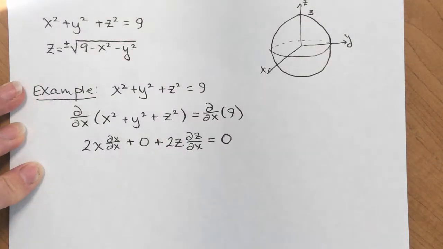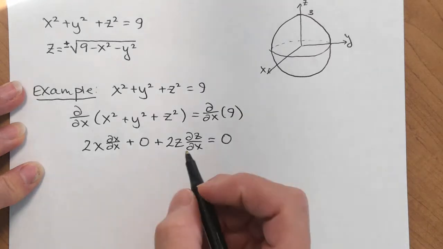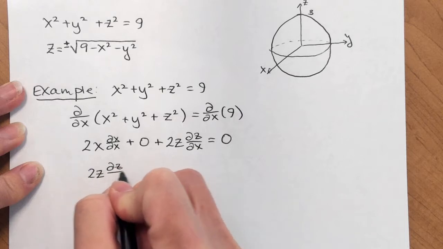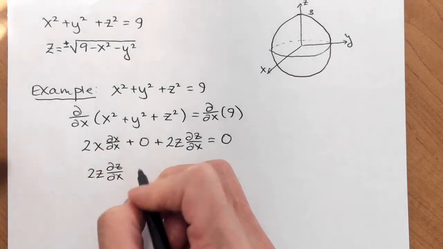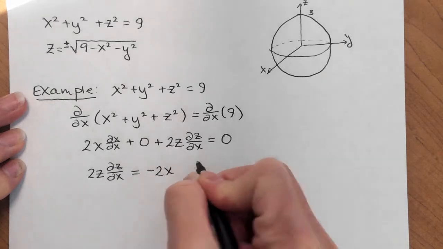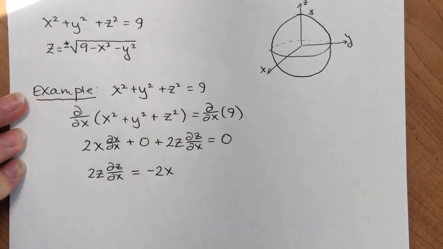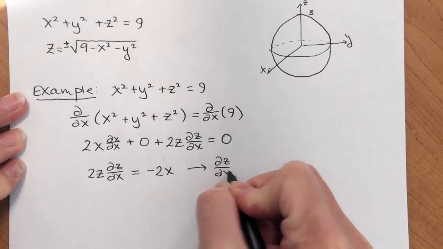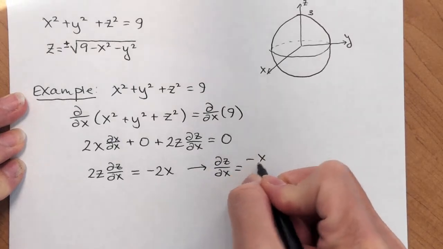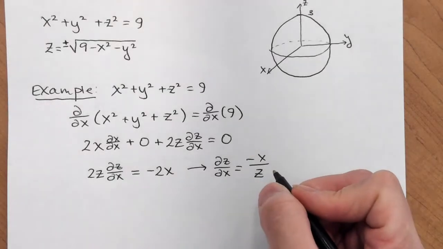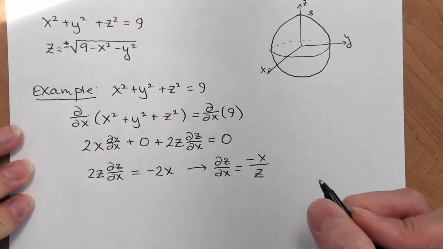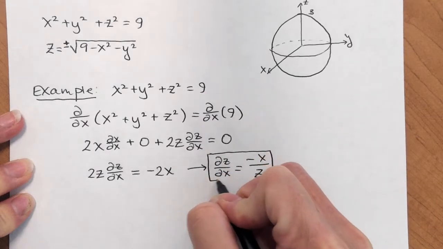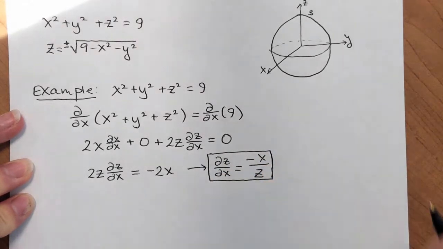So now we want to solve for partial z partial x. So I have 2z partial z partial x equals negative 2x times 1. I'm just going to drop that. And I get partial z partial x equals negative x over z. Okay, so there is the partial derivative of z with respect to x for our sphere.